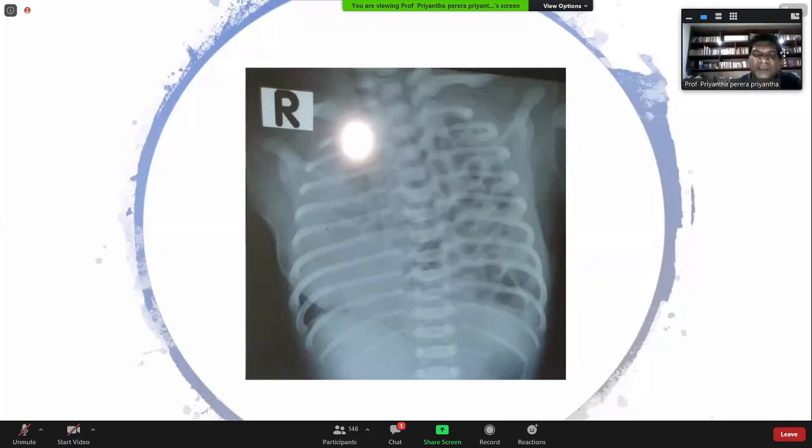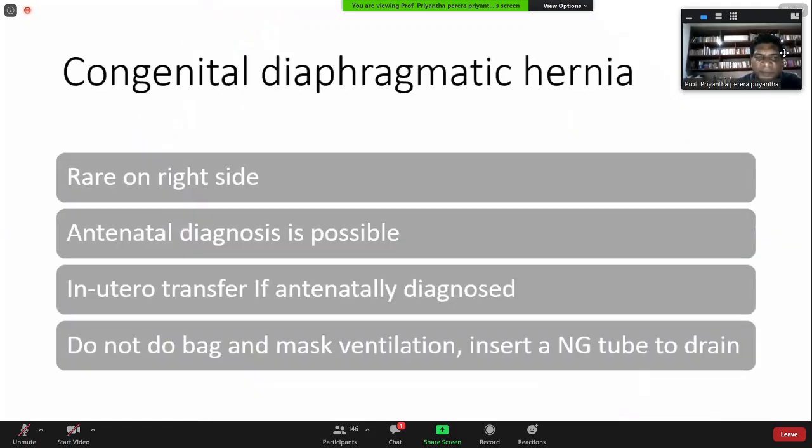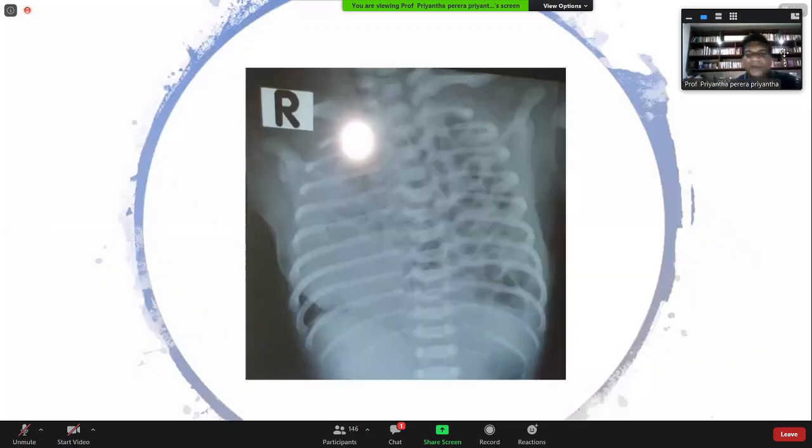So what would be the physical signs in this child? Tachypnea, grunting, respiratory distress, right? If you are asked for physical signs, don't write all respiratory signs. Don't write tachypnea, grunting, recessions, right? That will be only 1 mark. So write 3 different things. Okay, tachypnea, grunting and recessions will be there.